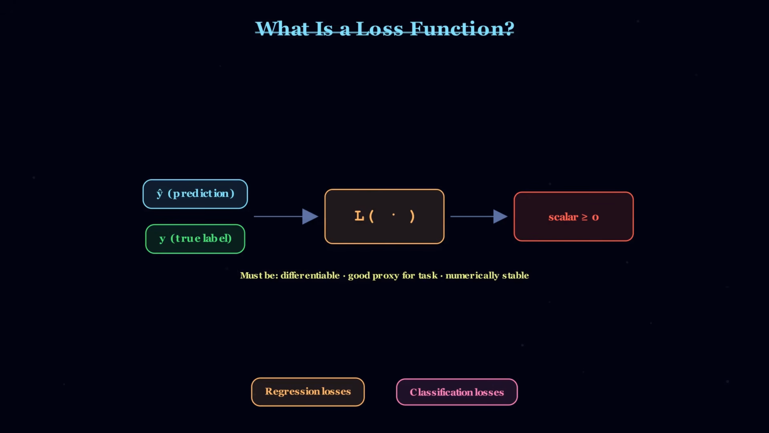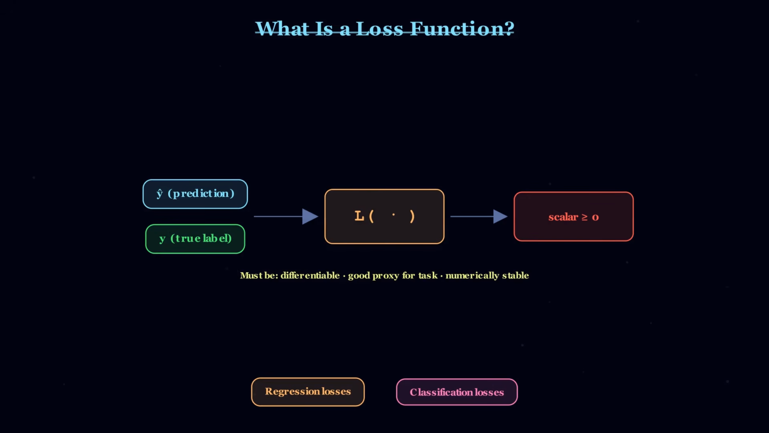Properties a good loss function needs. It must be differentiable because backprop needs gradients. It must be a good proxy for your real objective. And it must be numerically stable. The choice of loss function encodes an assumption about your task. MSE assumes Gaussian noise. Cross-entropy assumes categorical distributions. Get the assumption wrong, and your trained model will systematically misbehave.